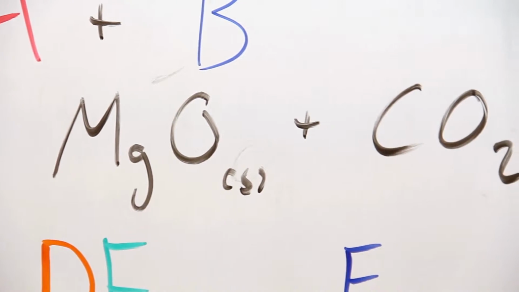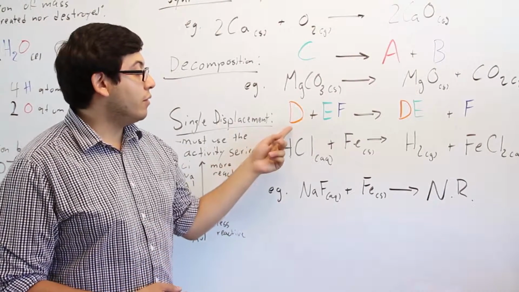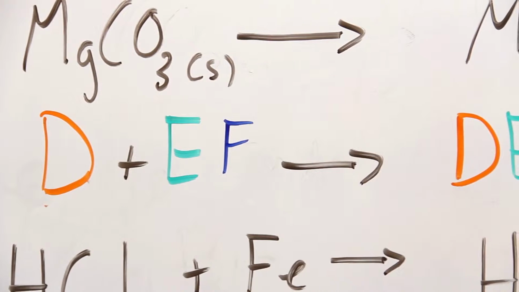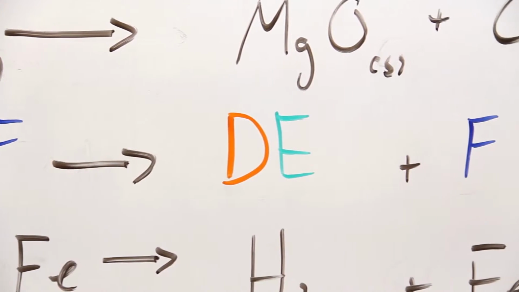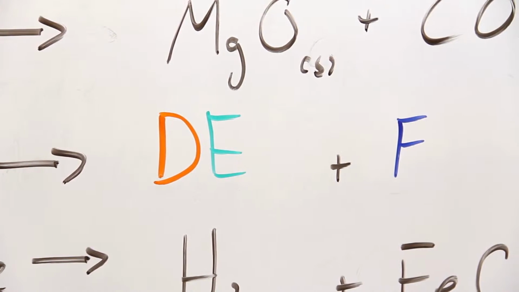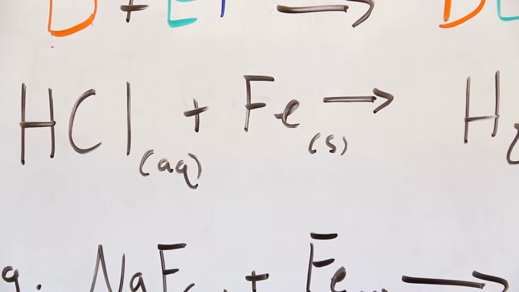Next up we have single displacement. So single displacement, the name says it all. You have one thing displacing something else. So in our case, let's take a look at D reacting with E and F. D is going to swoop in, kick out F, and bond with E. An example of this can be seen over here.